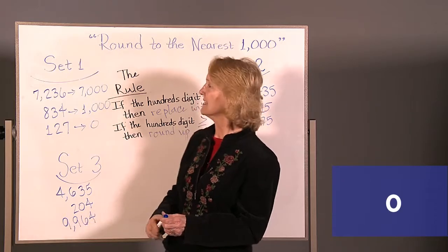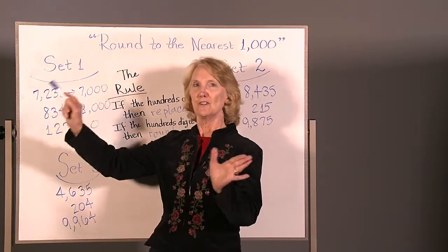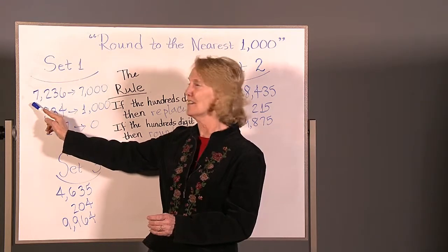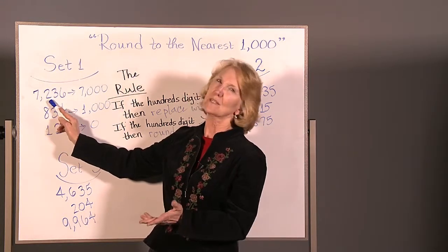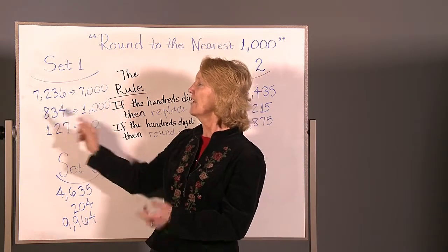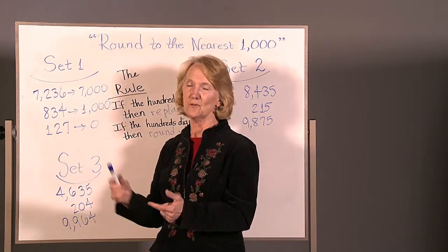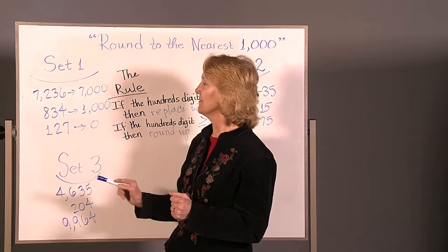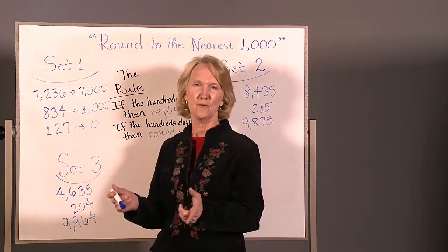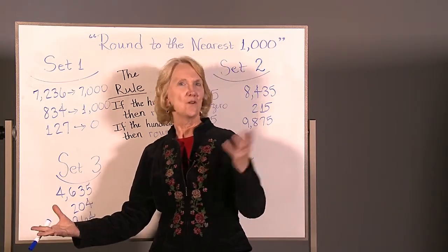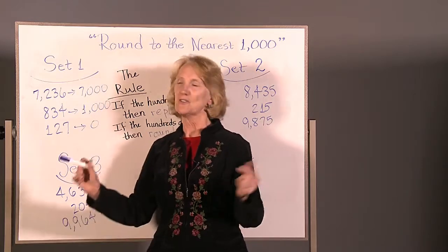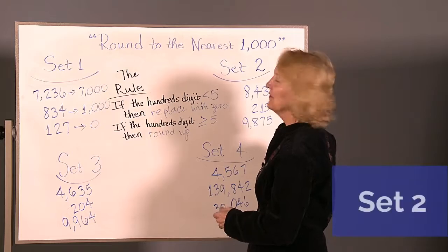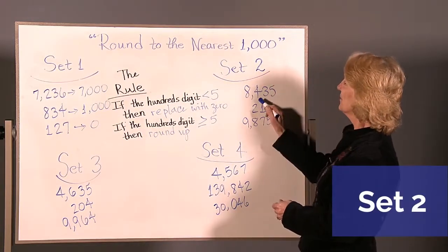Now let's make those make sense. If you have $7,236, would you be closer to $7,000 or $8,000? 7,200 would still be closer to 7,000. If you had $834, would you be closer to 0 or your first 1,000? You'd be closer to 1,000. If you have $127, are you still closer to 0 or 1,000? You're still closer to 0. That's okay.